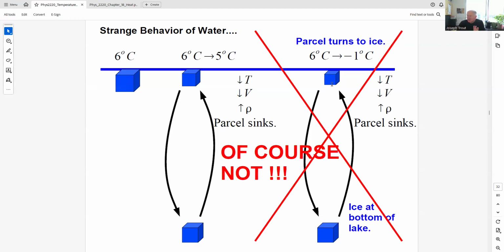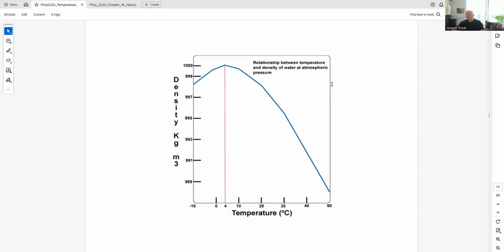But that doesn't make any sense. We know the ice floats on the top of the lake. So here's what happens. If we look at water, as we decrease the temperature, the density definitely increases and it sinks to the bottom. But when we get to 4 degrees Celsius, then the opposite starts to happen. And this is something special with water. In this case, the opposite starts to happen and the density starts to decrease.